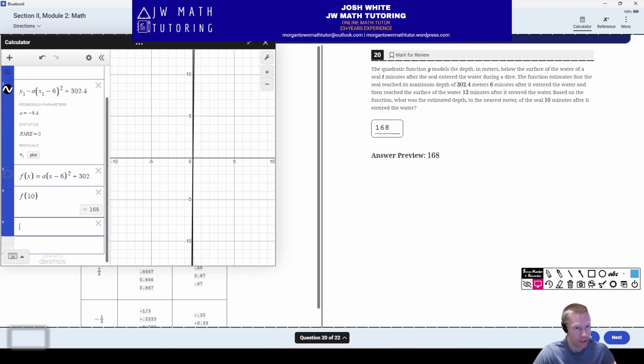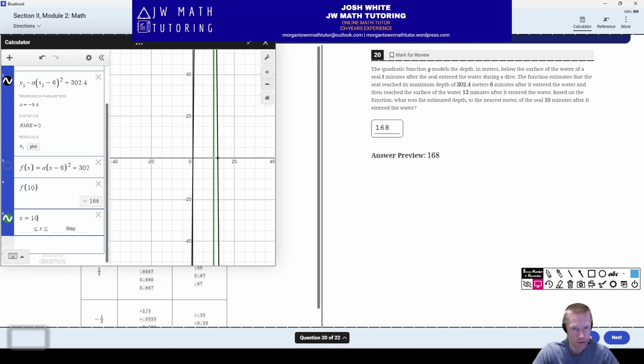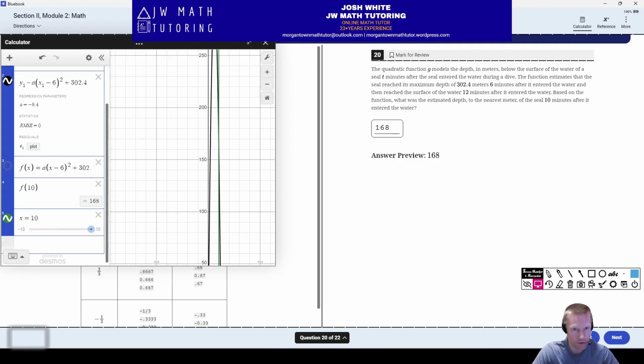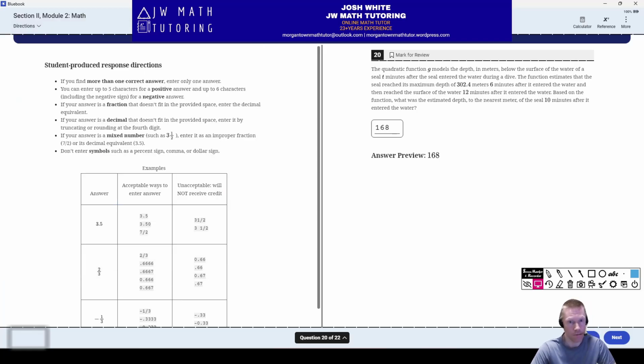Or an alternate way is you could technically just go x equals 10, and then you're going to have to zoom out here and see where they intersect. I mean, it's kind of tricky, but eventually if you click around there, you can see it makes a clickable point. Okay, what is its depth when x is 10? It is 168. So that is just confirmation of how you could do the entire problem, again, in Desmos.